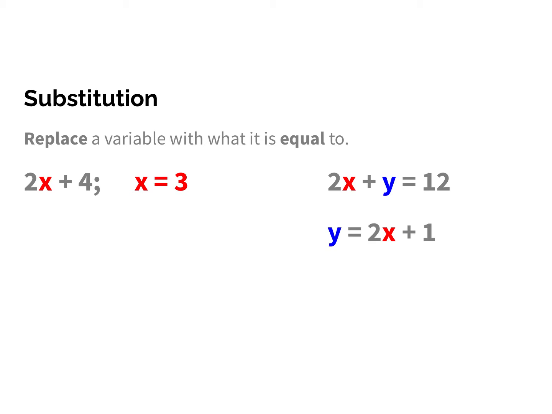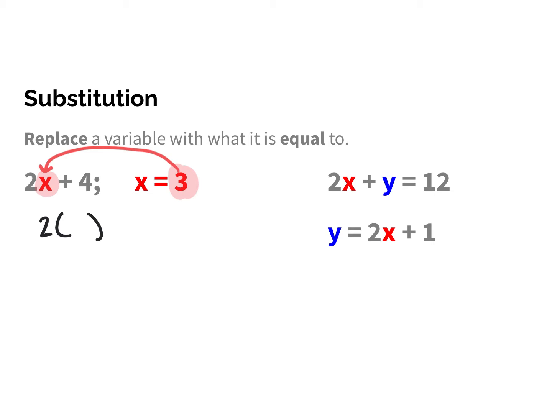When we substitute in, let's say we have a very simple expression of 2x plus 4, and we are told that x equals 3. What it literally means to substitute is we're going to take the value that we know. We know that x equals 3, and we're going to replace it in our equation for the value it's equal to. In this case, x is equal to 3, so we're going to take 3 and plug it in where x goes. So we're taking the x out and putting the 3 in instead.